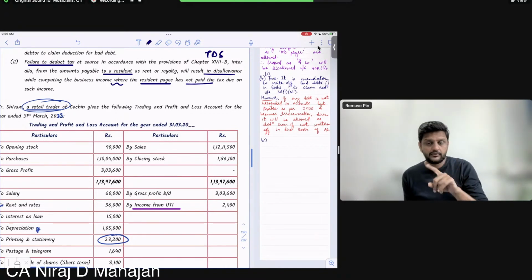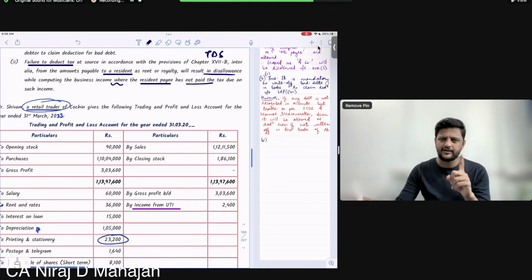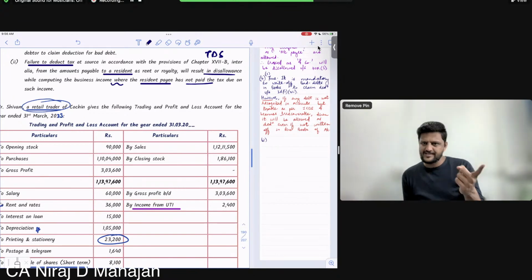There is some amount paid. Which one? Either rent or royalty. They have to consider both of it. Okay, anything, rent or royalty, paid by the assessee to the resident payee. Correct? Whether TDS done? No. But whether even the payee paid? No. अरे हाँ या ना? Even the payee has not paid tax on the same. Definitely disallowed. अरे हाँ बच्चों.